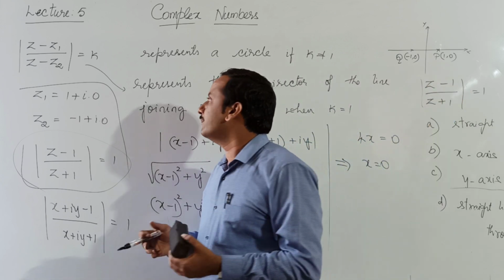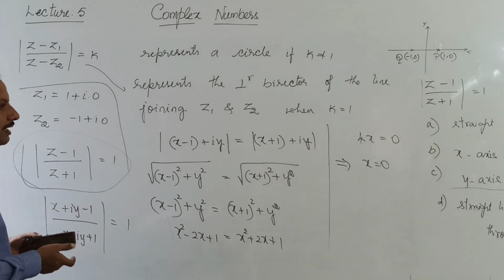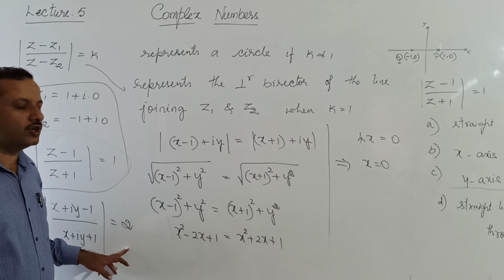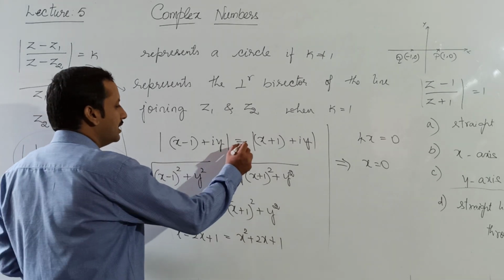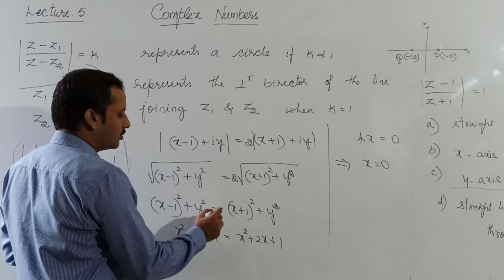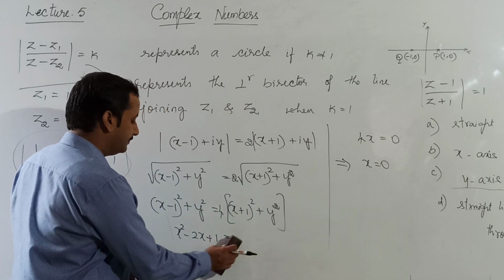Then if instead of k equal to 1, k is not equal to 1, then it represents a circle, I told you. So let me take the same example. Here instead of 1 I will write 2, k is equal to 2. Then what happens? Here you will have 2, and now square it, you will have 4 here. Then I will simplify.